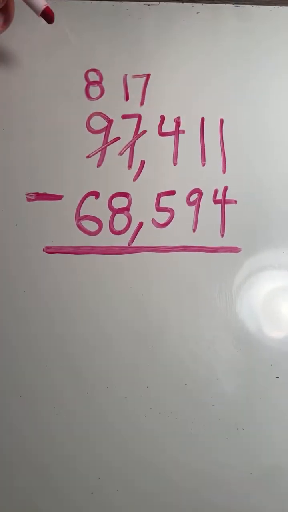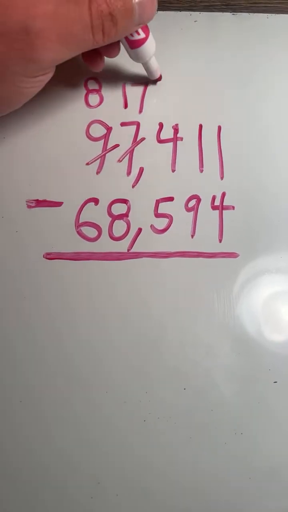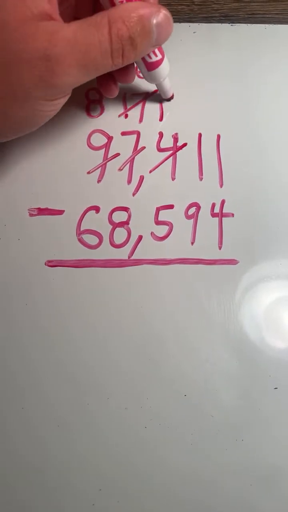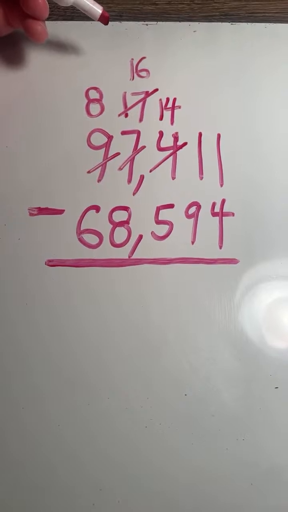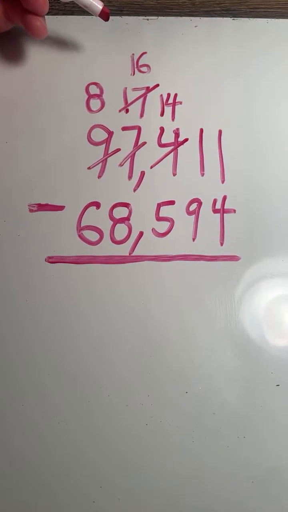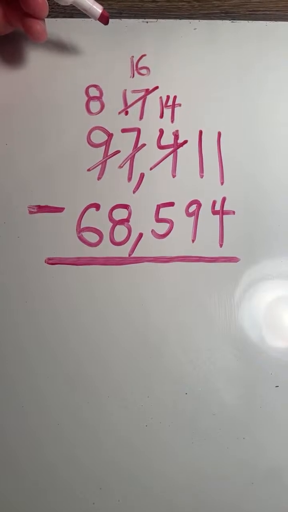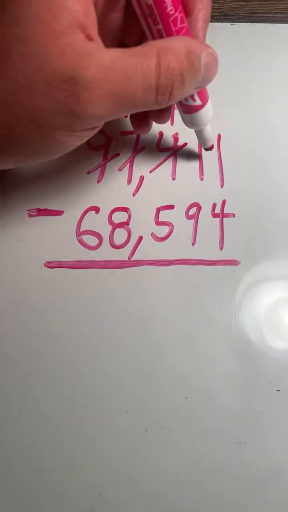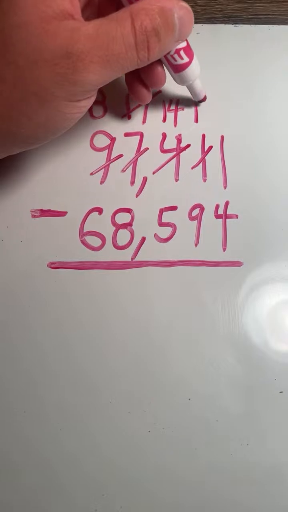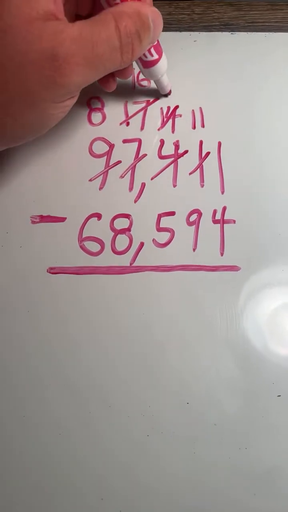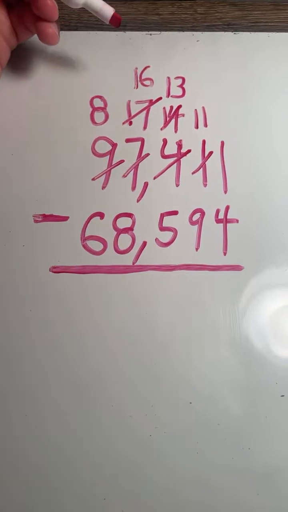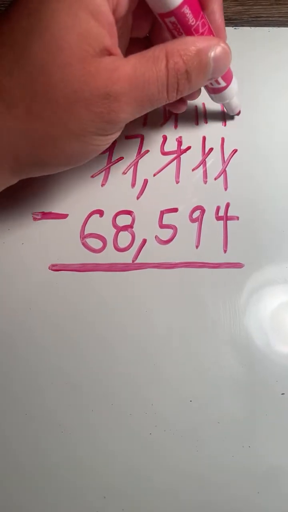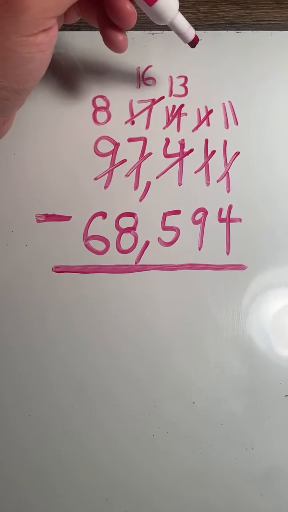Can't have 4 and take away 5, so we have to take a 10 from the thousands place. The 17 becomes a 16. The 4 becomes a 14. You can't start with 1 and take away 9. We have to take a 10 from the hundreds place. That 1 becomes an 11. That 14 becomes a 13. You can't start with 1 and take away 4, so that 1's going to become an 11, and that 11 in the tens place is going to become a 10.